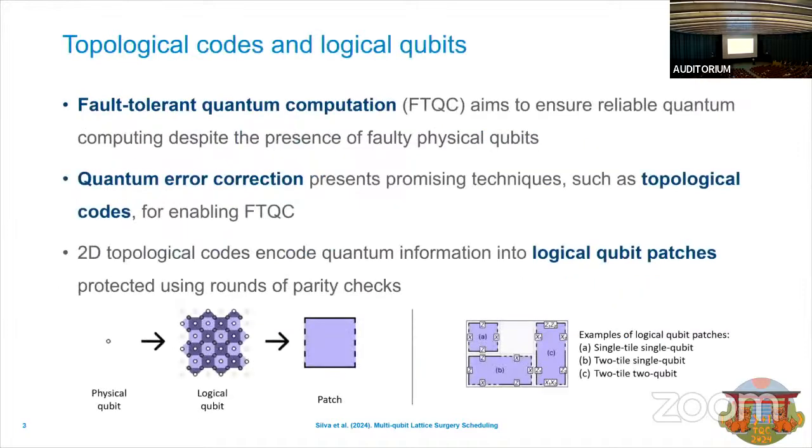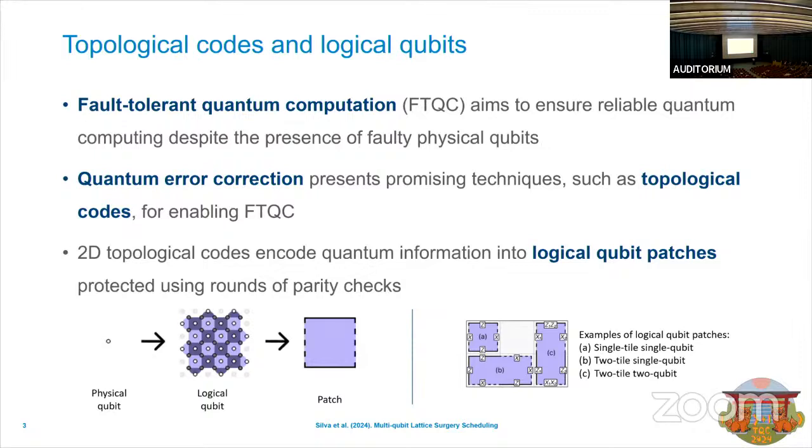So, a brief summary here about topological codes and logical qubits. First of all, probably most of you know this, but fault-tolerant quantum computation aims to ensure reliable quantum computing despite the presence of the current faulty physical qubits. The solution is using quantum error correction codes, which present some techniques, including topological codes, for enabling this fault-tolerant quantum computation.